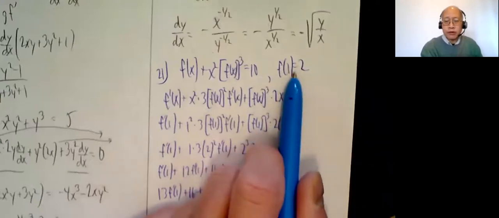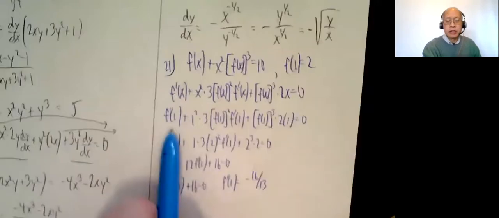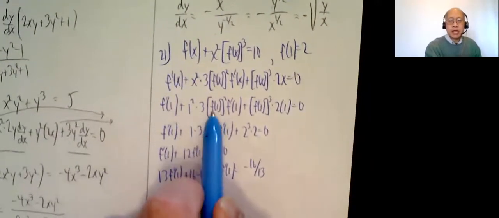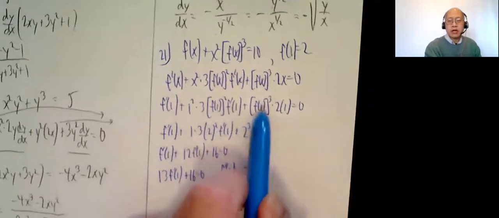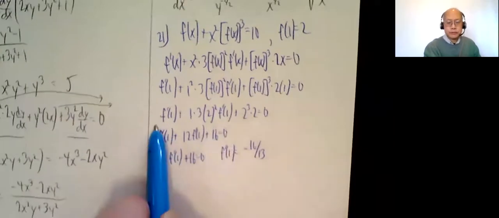Okay, now I plug in one everywhere. So put a one there, there, there, there, there, and there. So f prime of one plus one squared times three times f of one squared, f prime of one plus f of one cubed times two times one equals zero.